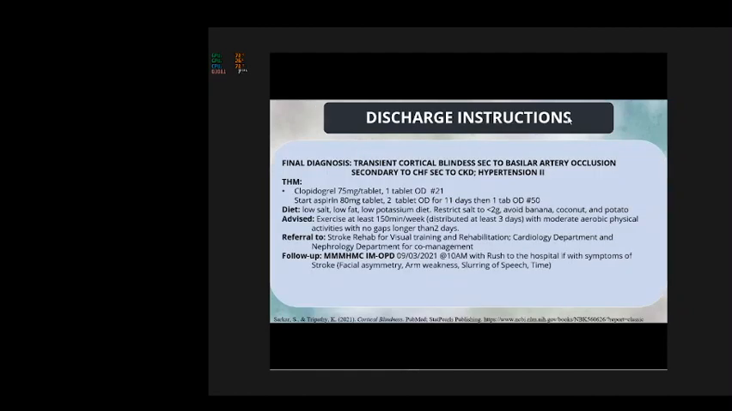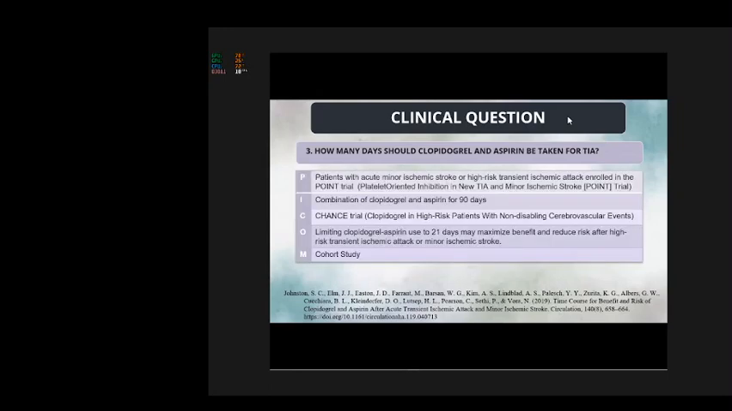Okay, wait. The patient is already on aspirin. You still added clopidogrel? Yes, Doc, because I've come across a journal. Ito po, ang nasabi po, the use of 21 days of clopidogrel and aspirin may maximize the benefit and reduce the risk after high-risk transient ischemic attack or minor ischemic stroke po.